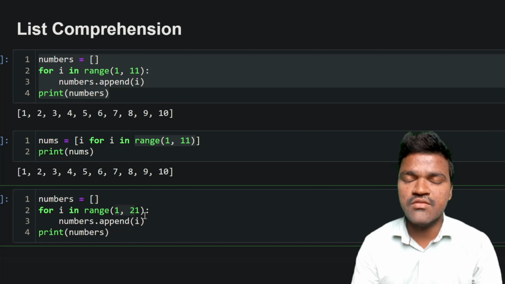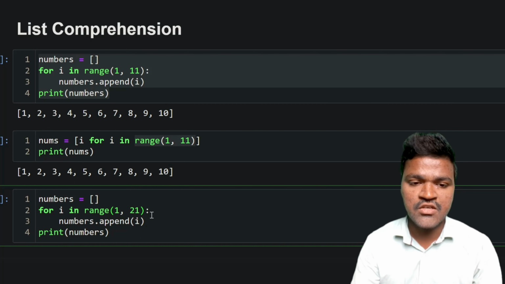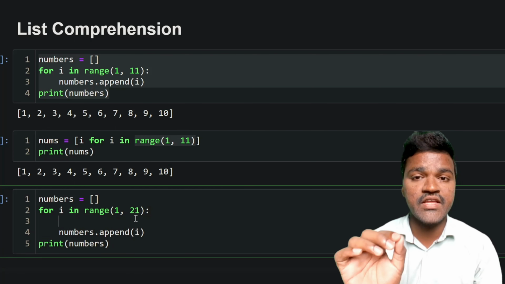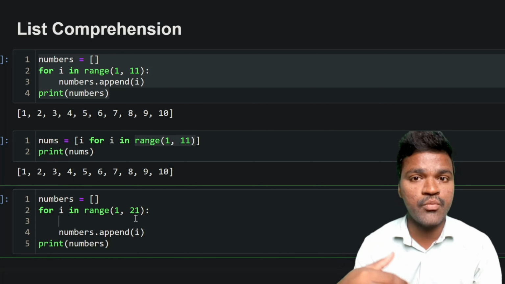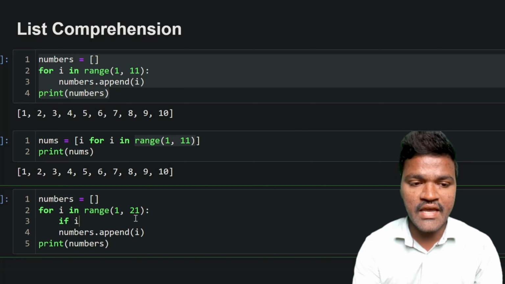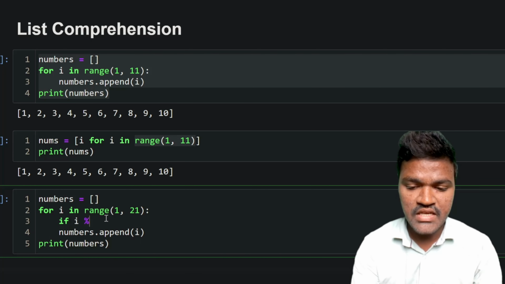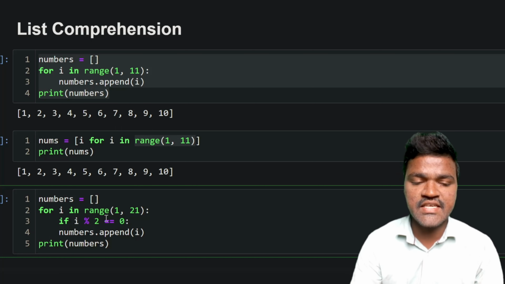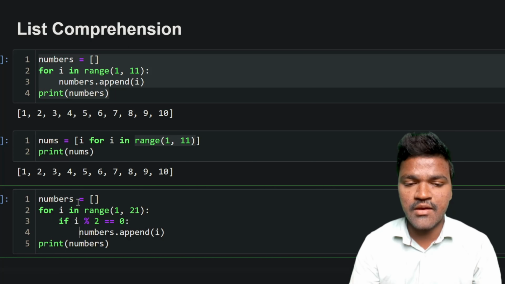Why am I taking 20, 21? Because in order to differentiate from the previous example. Instead of this, we need to get only, let's say, even numbers from 1 to 20. For that reason, we need to mention one more condition, right? So that is what I will be mentioning here. If i, this particular i that we will be getting within this range, modulo 2 is equal to 0, by this condition, what we are saying is that if this particular i is even, we need to add this particular element to this particular list.